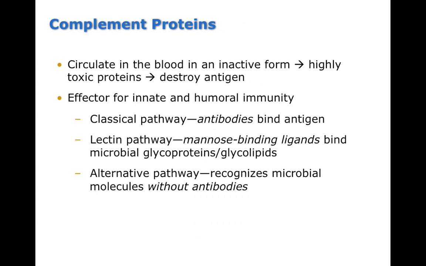Now, complement proteins are produced by your liver, mostly, and they circulate in the blood in their inactive form. What's really cool about these proteins, remember they're part of your innate immune response, is that they're highly toxic and they can destroy a foreign antigen. They're always circulating through your bloodstream, and so we call this part of your humoral immunity. The classical pathway for complement proteins is that an antibody would bind to a foreign antigen, and it would undergo a process we call opsonization, where the antibody targets a foreign antigen for removal from your body.